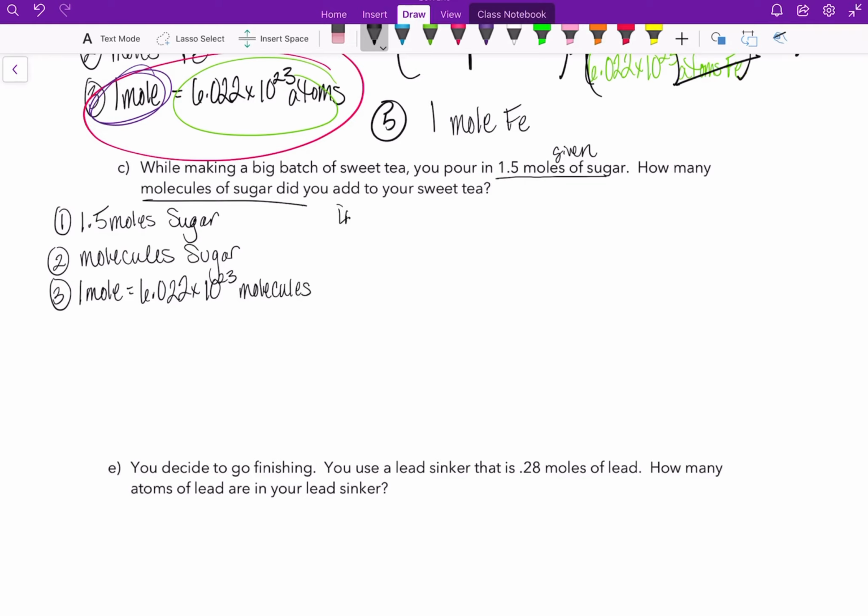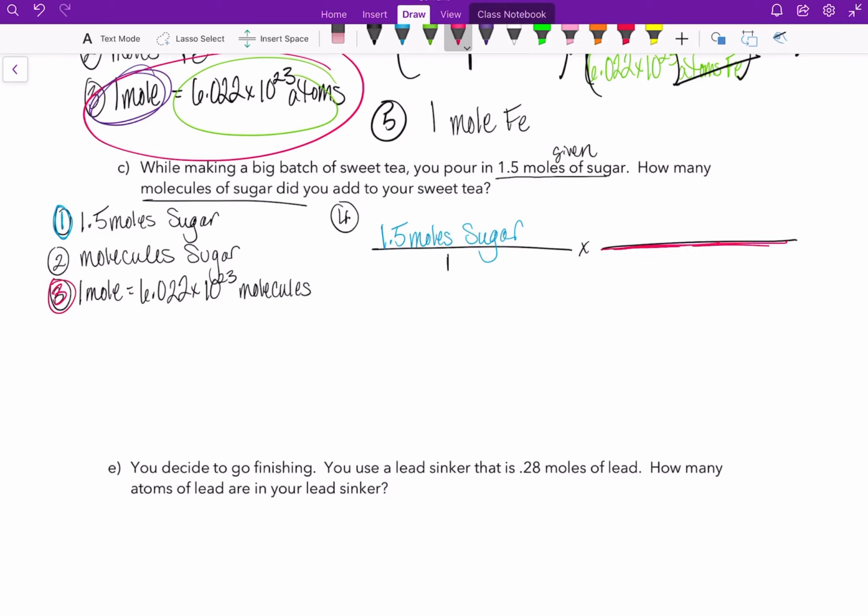Okay, number 4, let's set up our dimensional analysis. So our first fraction, we're gonna take our given and put it over 1. So we've got 1.5 moles of sugar, and we put it over 1. Every single one of these will have your given over 1. Now we're going to multiply it so that we can cancel out moles of sugar. So our next fraction is going to come from our conversion factor. So this conversion factor will go here.